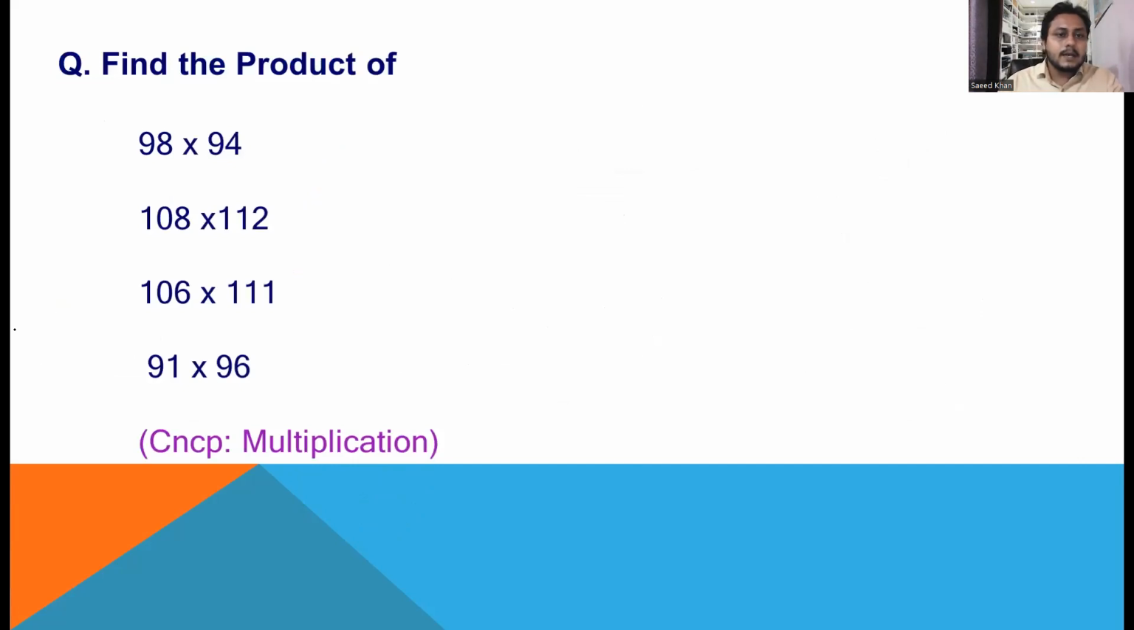So these examples are homework for you. आप खुद से try करिएगा और cross check करिएगा, by calculator से cross check करिएगा, right?